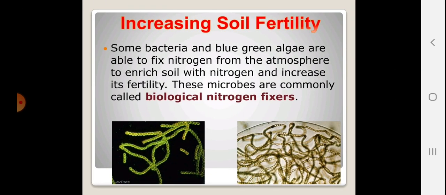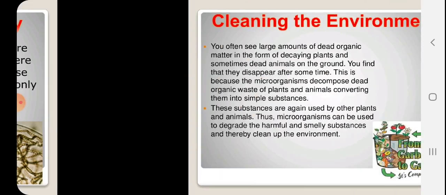Now, they also increase soil fertility. These microbes are useful for increasing soil fertility by the nitrogen fixing process. About the nitrogen fixing process, we will discuss in detail in our next presentation. So, let me just tell you that some bacteria or blue-green algae are able to fix nitrogen from the atmosphere to enrich soil with nitrogen and increase its fertility. These microbes are commonly called biological nitrogen fixers. So, they also help us with the enrichment of soil fertility.